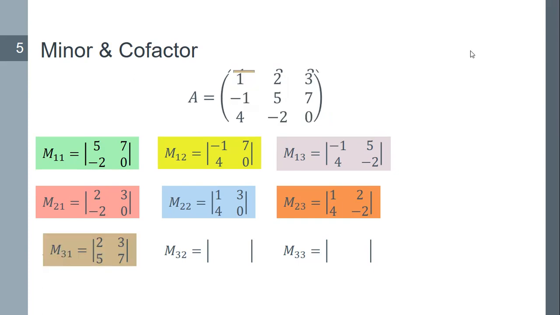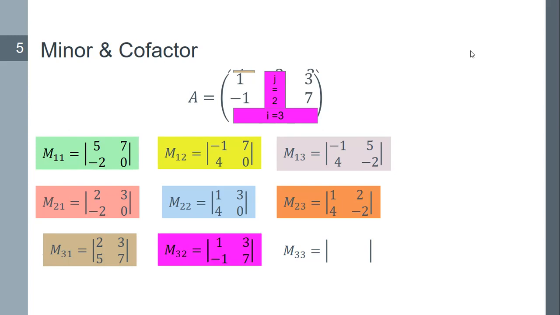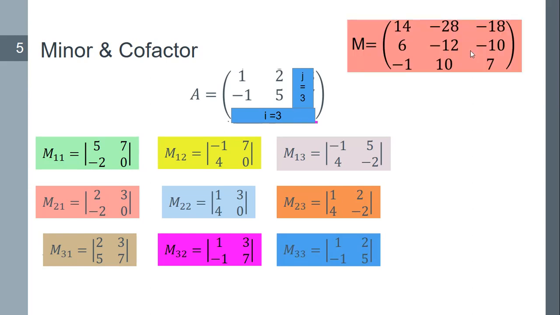Okay, so next let us check. How about 3, 2? For 3, 2 we cover row 3, column 2. So we have the determinant of 1 and negative 1, 3, 7. And the last one will be 1, 2, negative 1, and 5. Okay, now, after that, how do you get the minor matrix? For the determinant of 2 by 2, 5 times 0 minus 2 times 7. So this one is positive 14.